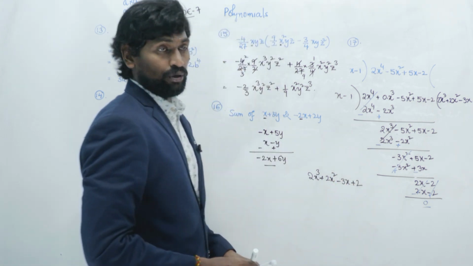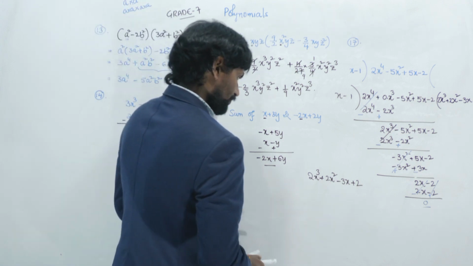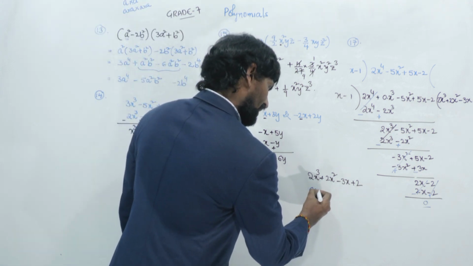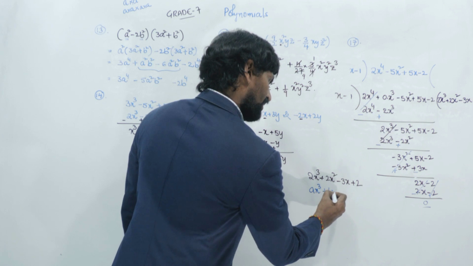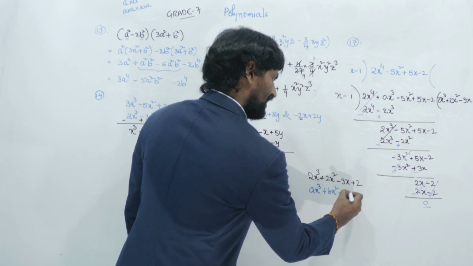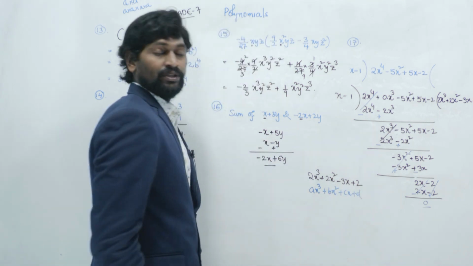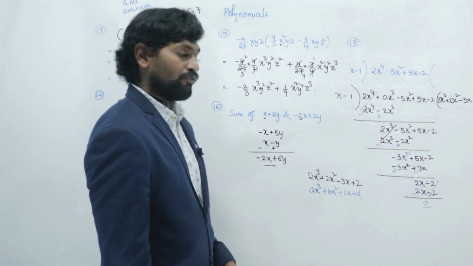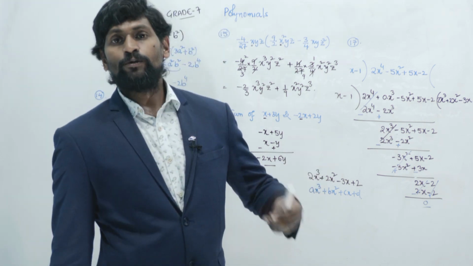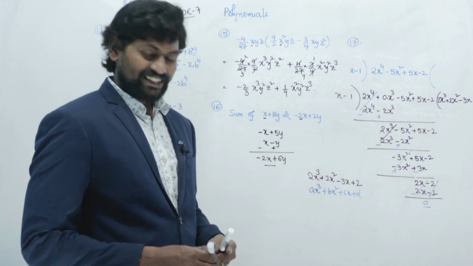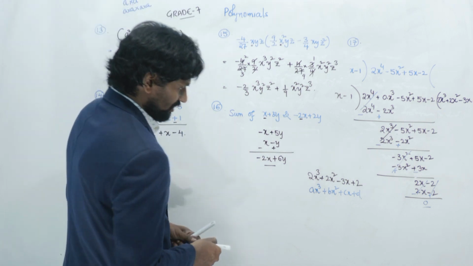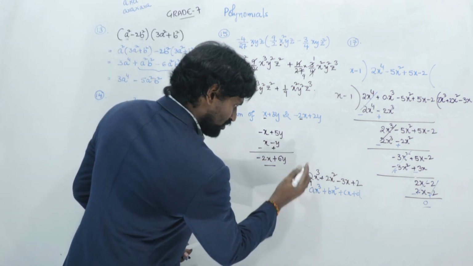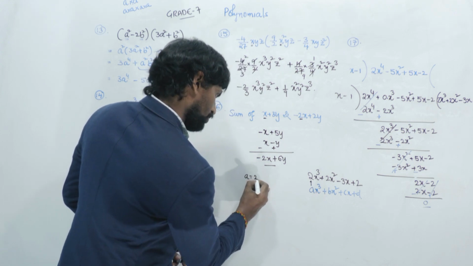This is in the form of ax cube plus bx square plus cx plus d, it seems. It will be in the form of like this. Then we need to find a value plus b value plus c value plus d value. Just compare what is a value here. A value is 2. A is equal to 2.